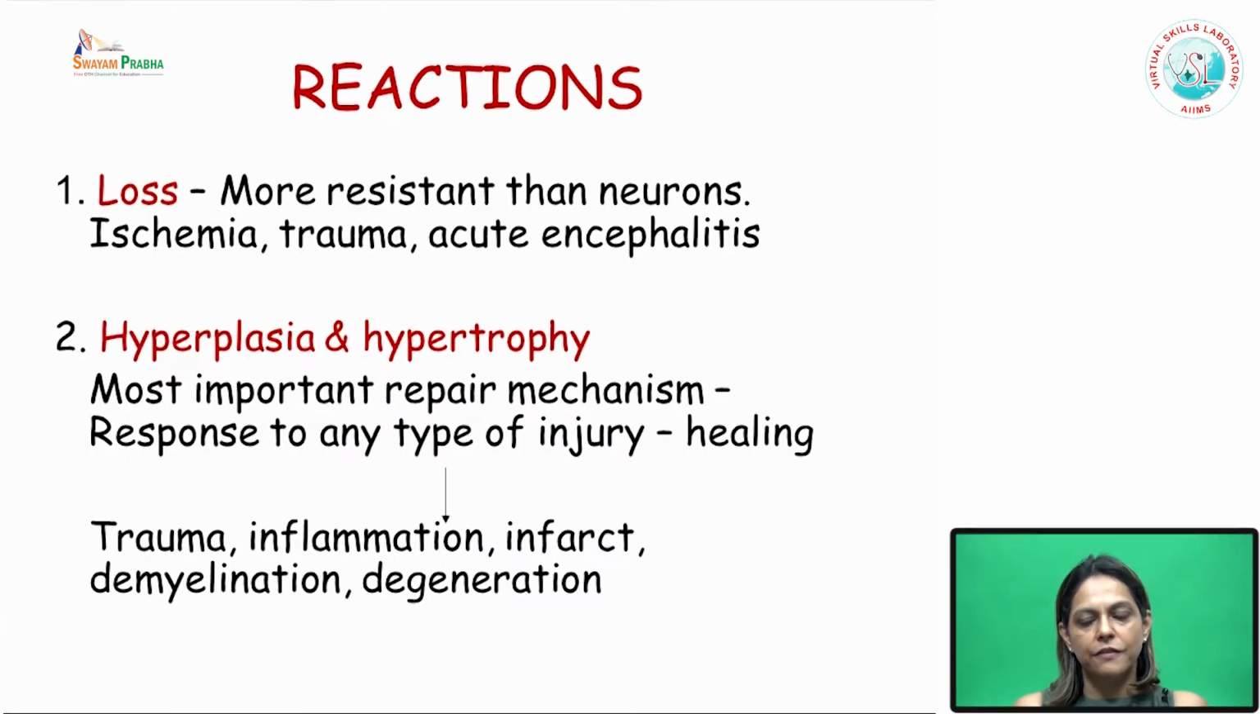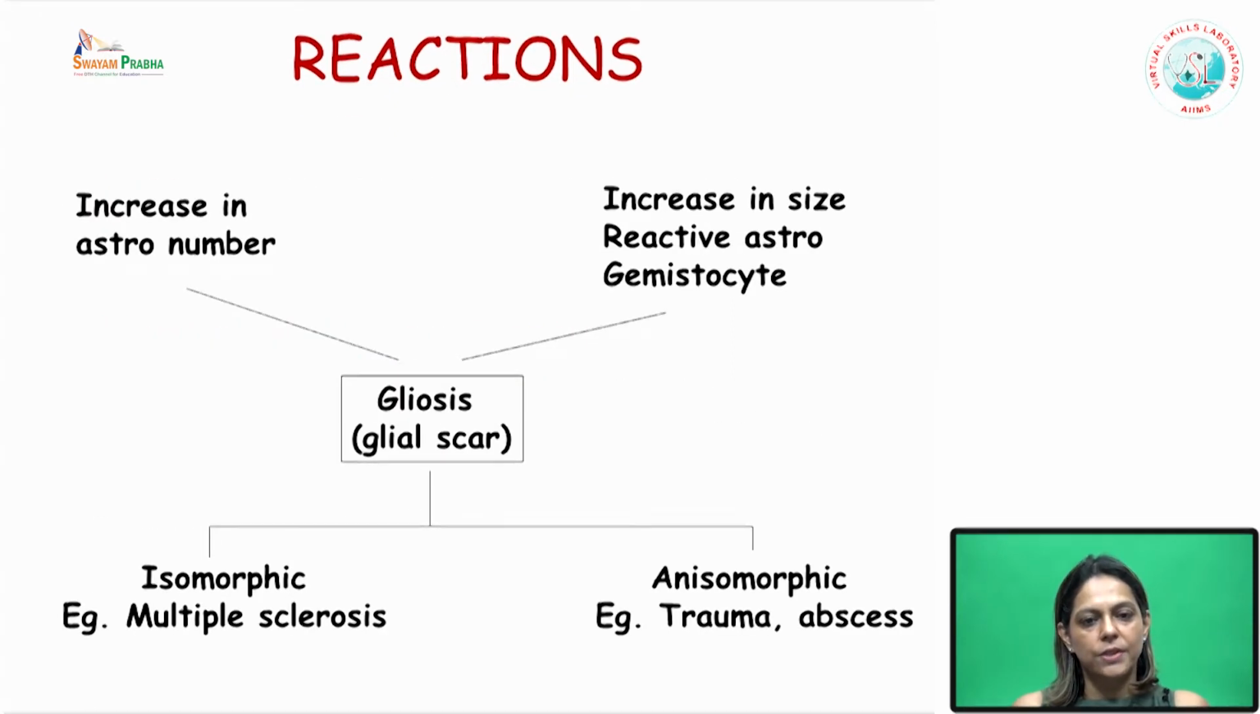Now, what are the reactions of these glial cells? So, mostly it is the astrocytes which bear the brunt of the injury, but as compared to neurons, they are relatively more stable cells, and the common reactions which an astrocyte shows to injury is number one, loss, and number two is hyperplasia and hypertrophy. I think you know the difference between hyperplasia and hypertrophy, but just to revise, hyperplasia is increase in the number of cells, and hypertrophy is increase in the size of the cell. As a reaction to injury, the astrocytes increase in their number and they increase in their size also, and this process is known as gliosis.